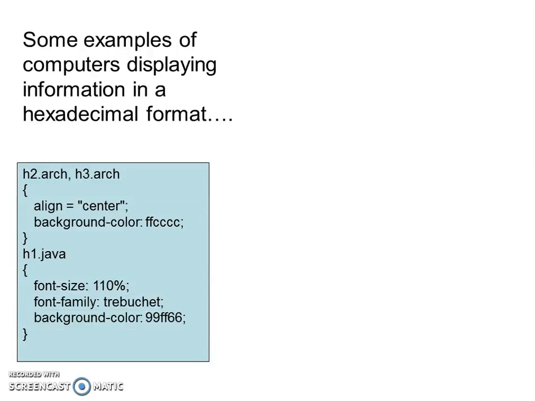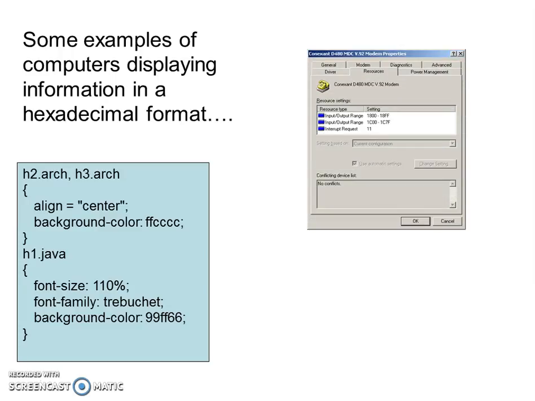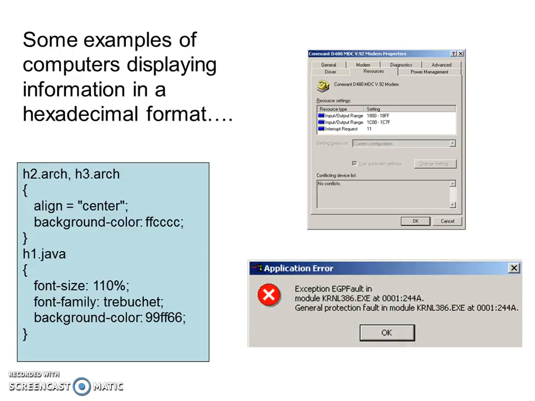And these numbers, you've likely seen these before on the screen and weren't really sure what you were seeing. For example, we can have the number FFCCCC or 99FF66. These are hexadecimal numbers shown on the screen. And there are lots more examples we can see of hexadecimal numbers. And often when we do see them, we're not all that pleased to see them.